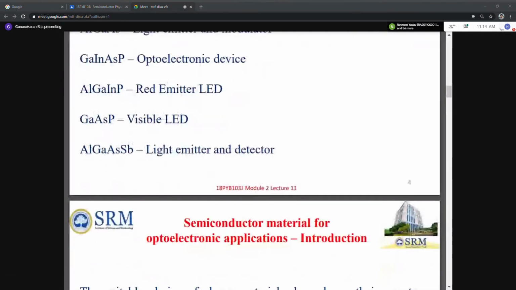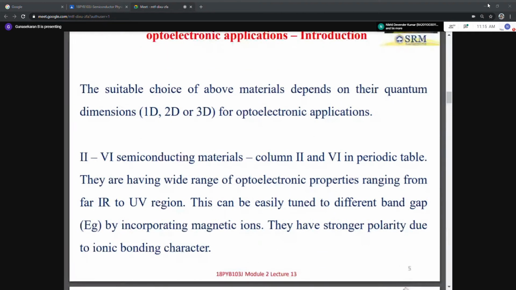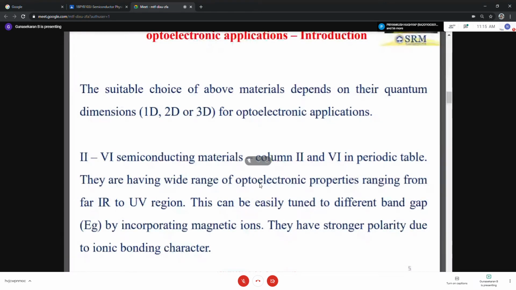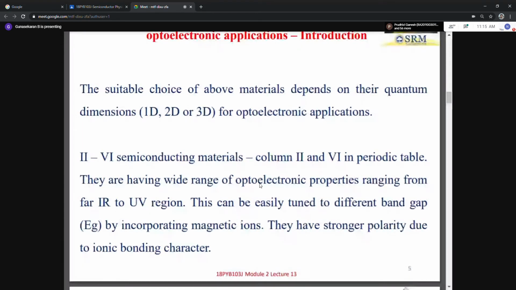See, the suitable choice of materials is based on quantum dimension, that is 1D, 2D, or 3D, and the range. They have a wide range of optoelectronic properties from the infrared region to the ultraviolet region, and this can be easily tuned for different band gaps. That's just what I told: lambda is equal to hc by Eg, and since h and c are both constant, wavelength is inversely proportional to band gap. So depending upon the band gap of the materials, the color combinations will come.